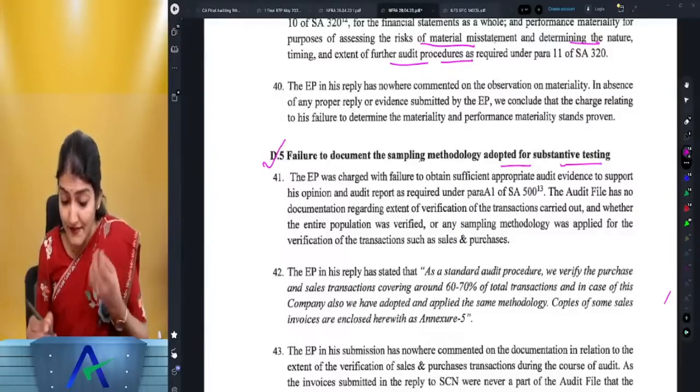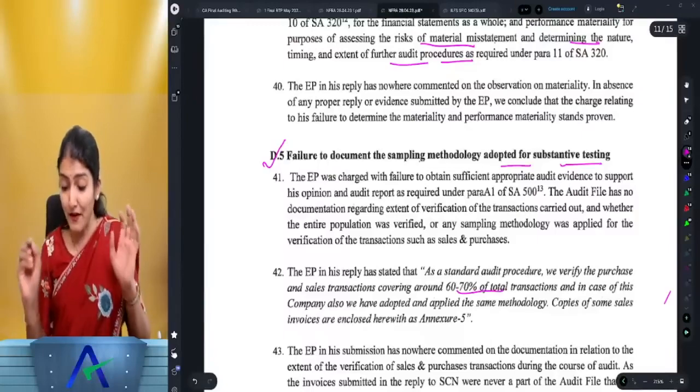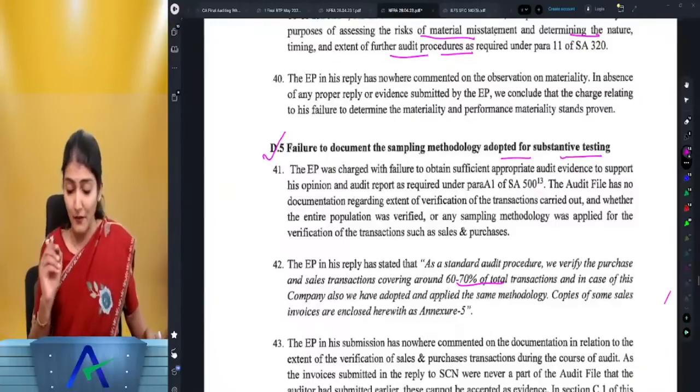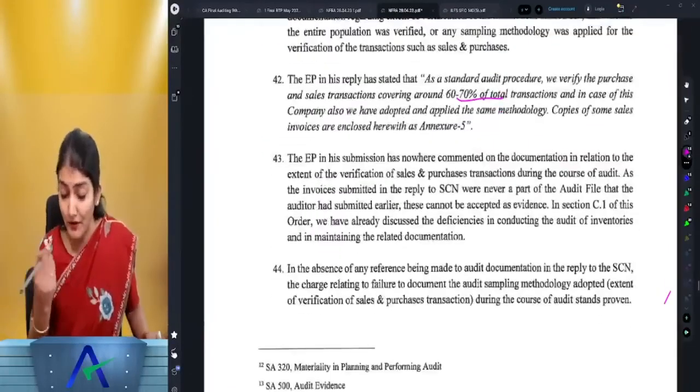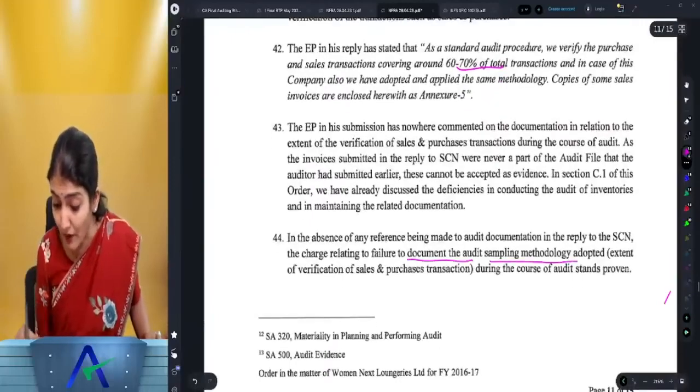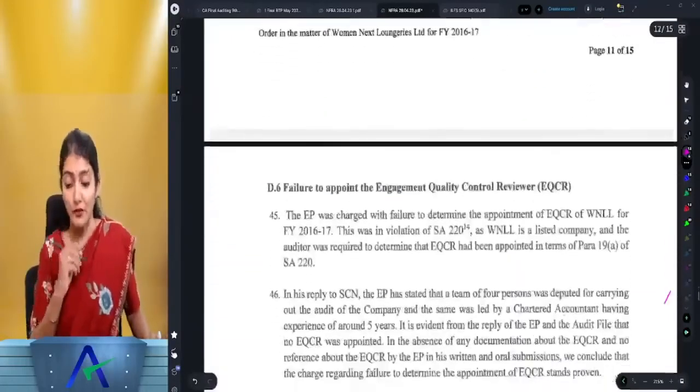So again, what does it say? 60 to 70% of the transactions were covered and copies of the sales invoices were enclosed. However, they could not document the audit sampling methodology during the course of the audit.